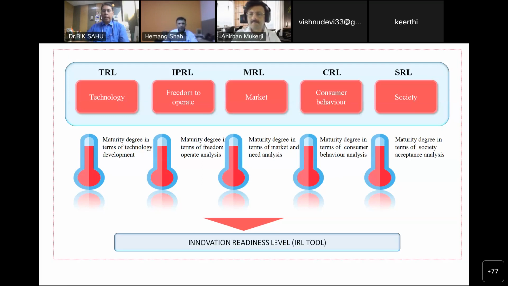So innovation readiness level, and we have seen innovation readiness level in the tracing, testing, and treating of COVID-19, because market is ready, consumer is ready, society is ready, and IP certainly. You might have seen during the Corona period, many patents, many IP filed related to tracing, testing, and treating of COVID-19. And that became a technology, and that technology was adapted by the people and mitigated the challenge.